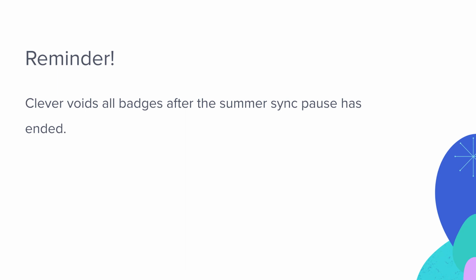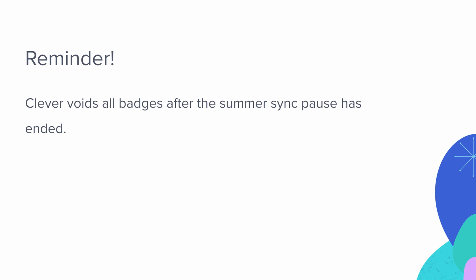Additionally, every year, Clever will void all badges after the summer sync pause has ended for all districts, with the exception of those who opt out. Voiding badges helps us keep student information safe and secure. Clever will notify all districts at least 1 month before we begin voiding badges.